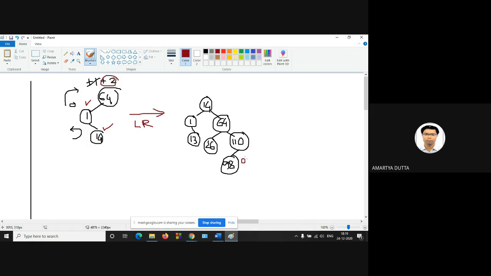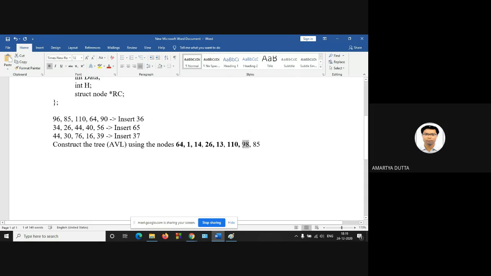This is 0. This is plus 1. This is plus 1. Yes, sir. Again, this is balanced. If this is 0, this is minus 1. This is minus 1. And this is minus 1. Balanced. 98 is balanced. Next one is 85.